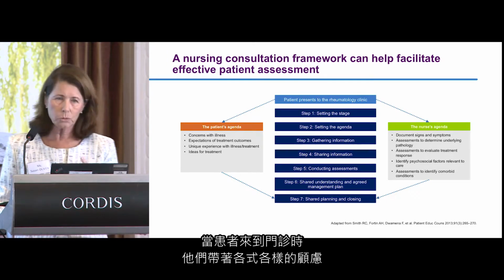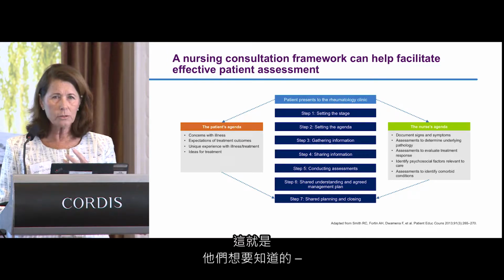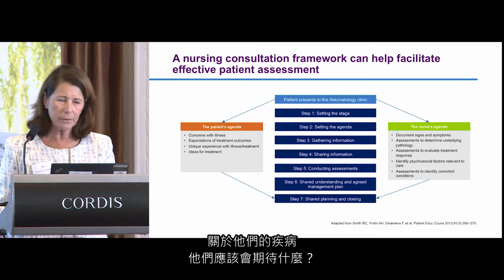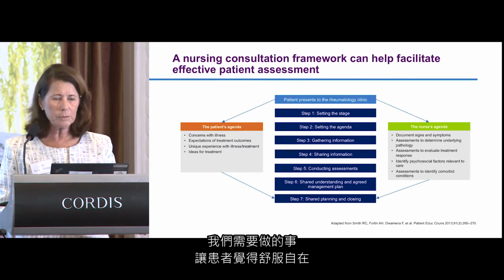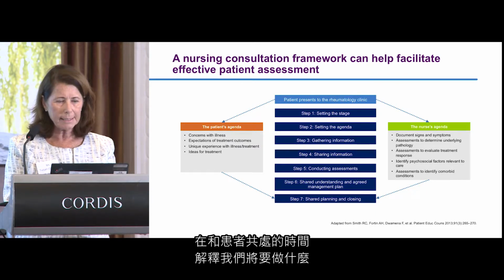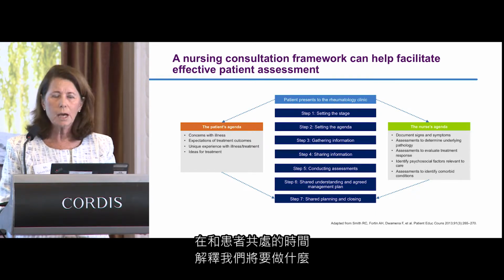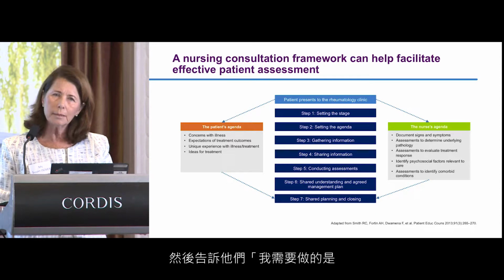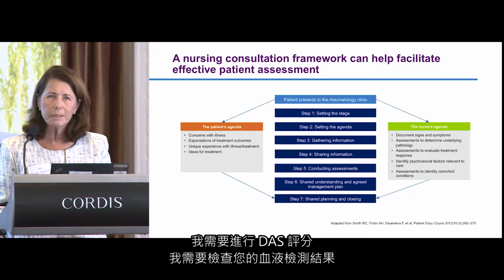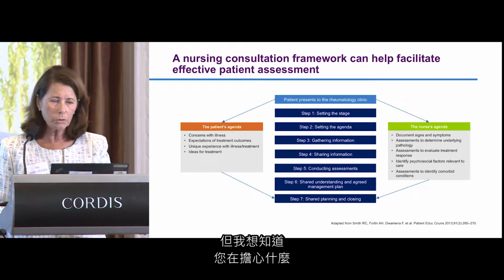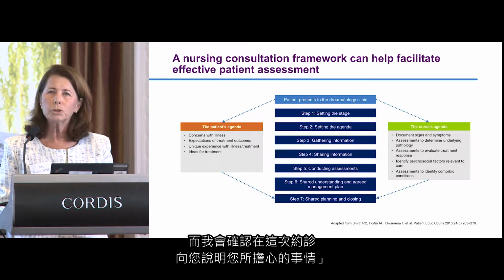The patient comes with all sorts of concerns when they come to clinic. Those are the things they want to know about their illness, what should they expect, all of those things. And what we need to do is make the patient comfortable, explain what you're going to do in the time you have with them, and then tell them: I have to do a DAS score, I have to look at your blood results, but I want to know what you're anxious about, and we will make sure we cover that in this clinic appointment.